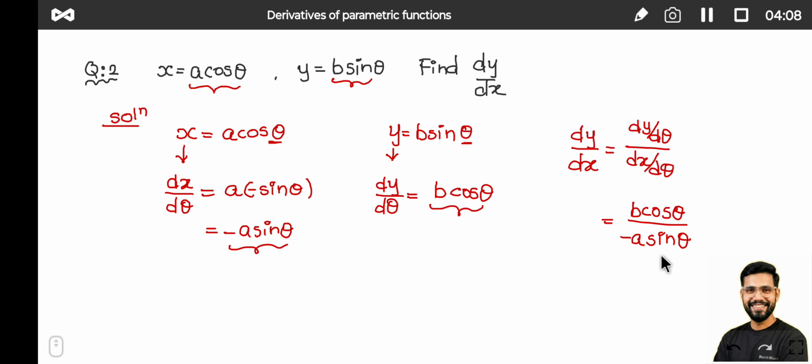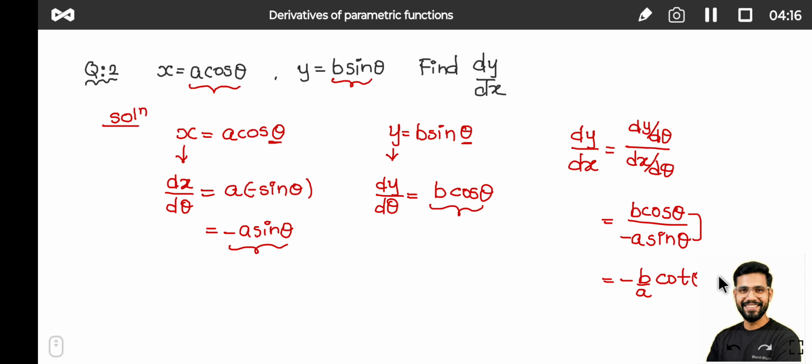Okay, so this minus of b upon a is cos theta upon sin theta, which is nothing but cot theta. So that's our final answer. Look at the next question.